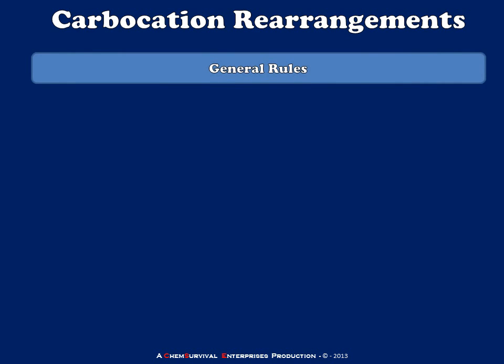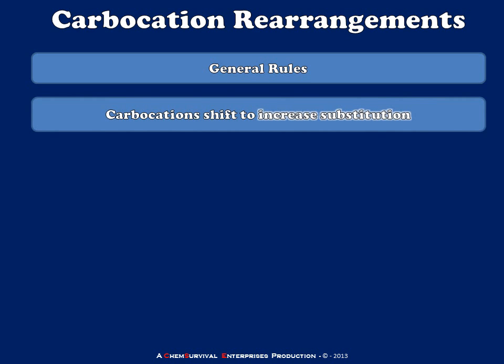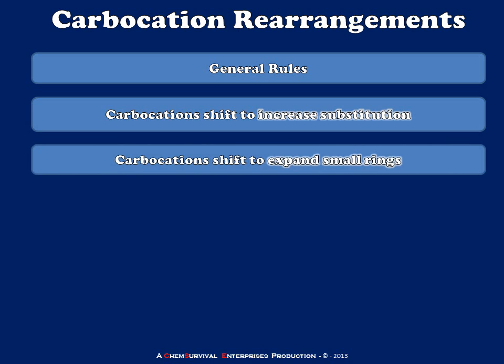Okay, so let's go over a few general rules here about carbocation rearrangements. The first rule is that carbocations always shift to increase their substitution. If they don't relieve some kind of strain or get some kind of energetic benefit, they're not going to rearrange. So again, we're looking for situations where the shift can increase the substitution.